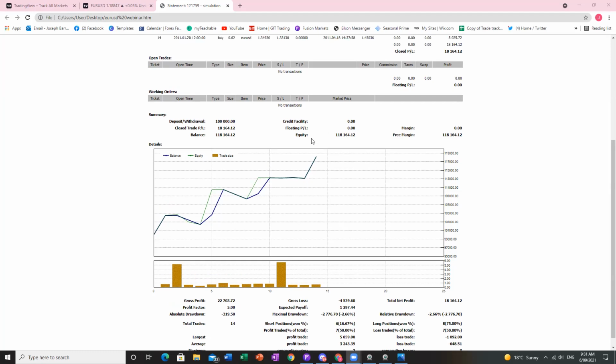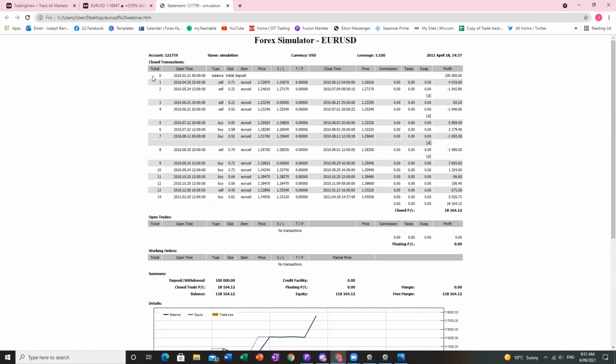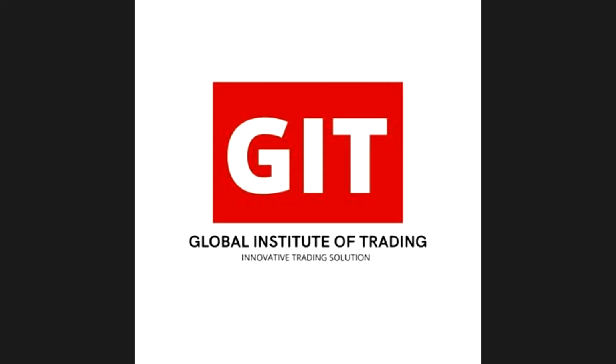So yeah, that's a little bit of back testing. Again, this is 14 trades over 1 year, which resulted in an 18.164% return. Not bad for one currency pair in 1 year. Now you multiply that across how many pairs you trade. It could be 15 pairs, could be 10 trades, 20 trades. It's going to look a lot better as well.